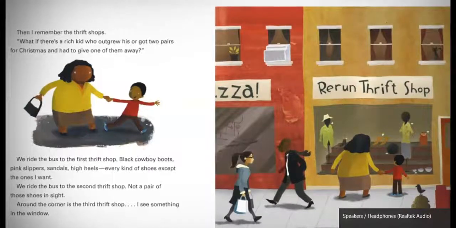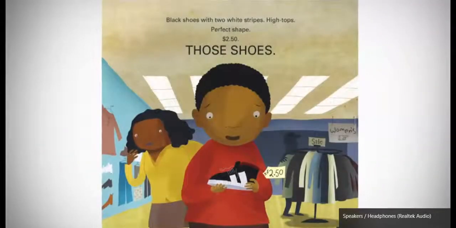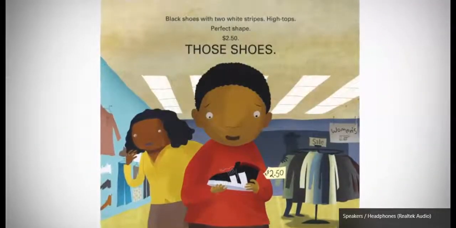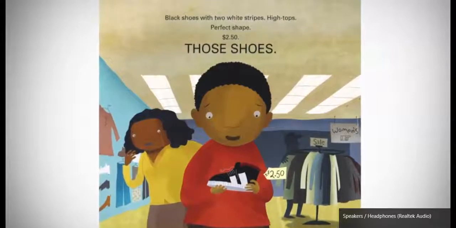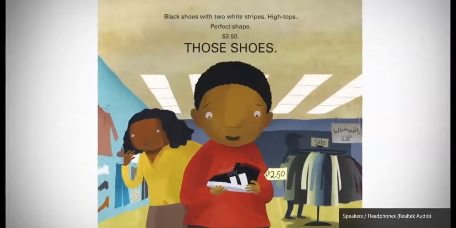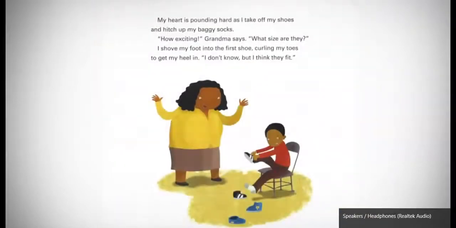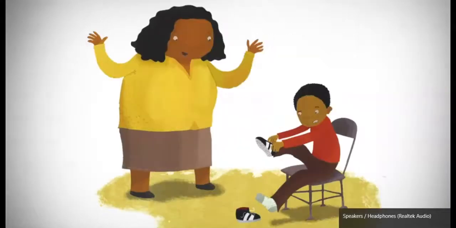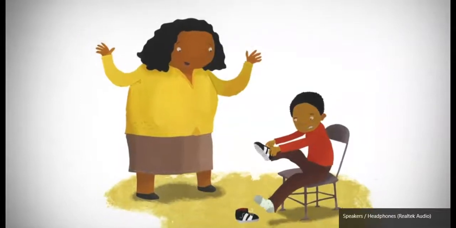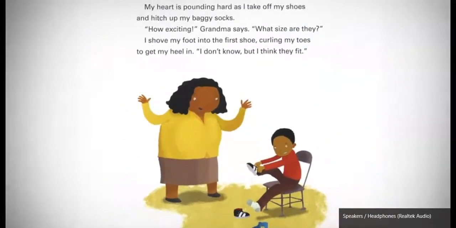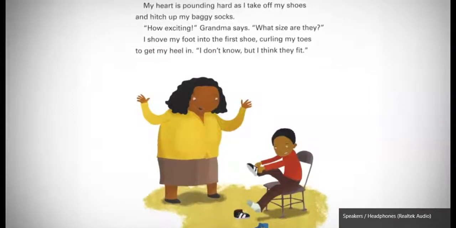I see something in the window. Black shoes with 2 white stripes. High tops. Perfect shape. $2.50. Those shoes. My heart is pounding hard as I take off my shoes and hitch up my baggy socks. How exciting, Grandma says. What size are they? I shove my foot into the first shoe, curling my toes to get my heel in. I don't know, but I think they fit.